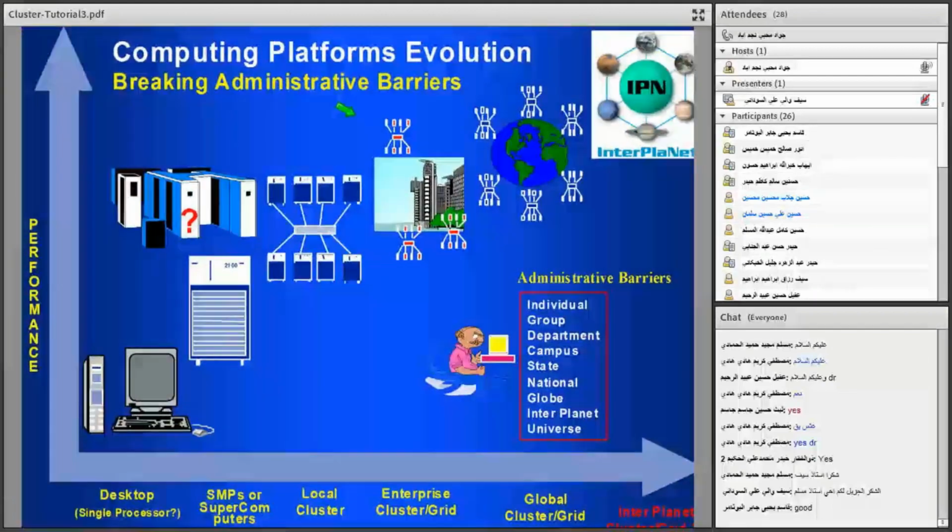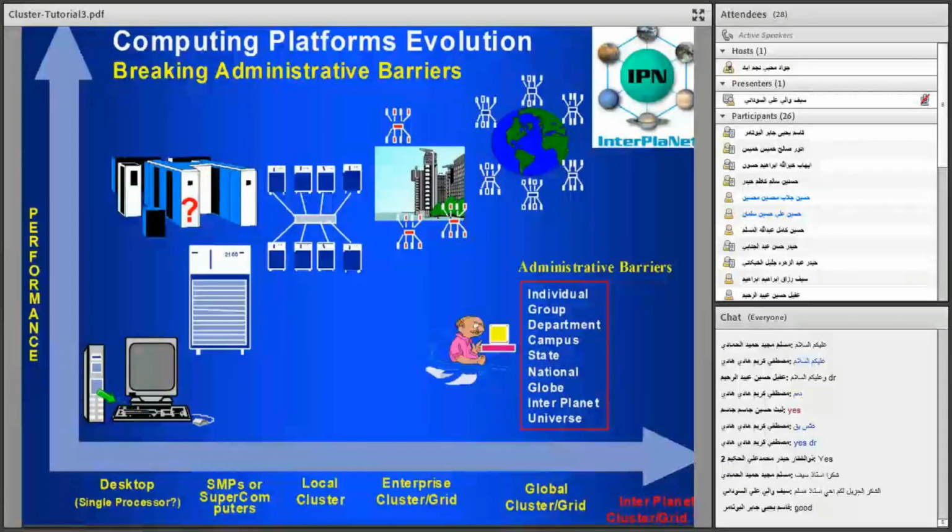Okay, in this figure, you can see the computer platform evolution. You can see the desktop computer as a single processor. Please pay attention to both dimensions. The vertical dimension shows us the performance on different platforms. We know that the performance of a desktop computer is lower than SMPs or supercomputers, and the performance of a supercomputer is lower than the local cluster and other clusters in these administrative barriers.